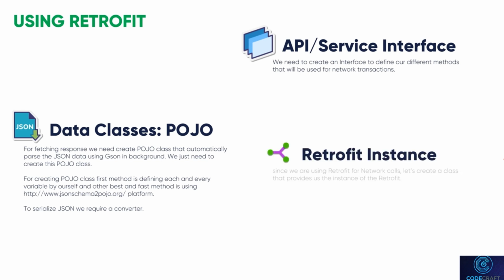The third part is the Retrofit instance. A Retrofit instance is the entry point to using the Retrofit library. It's responsible for configuring the settings that apply to all your network requests, such as the base URL of the API, converters for parsing responses, and HTTP client settings. These are the parts of Retrofit. Now let's start with the data classes, then move to the service interface and the Retrofit instance.